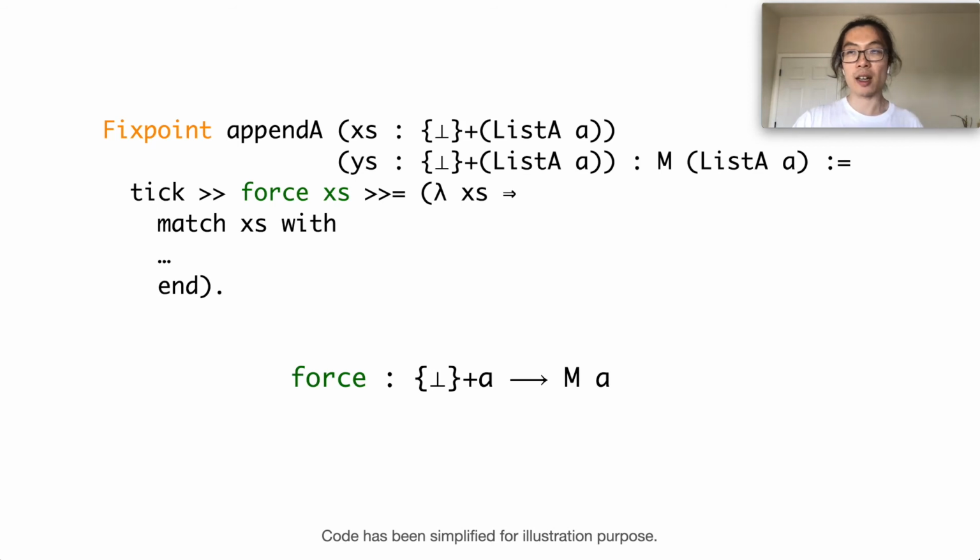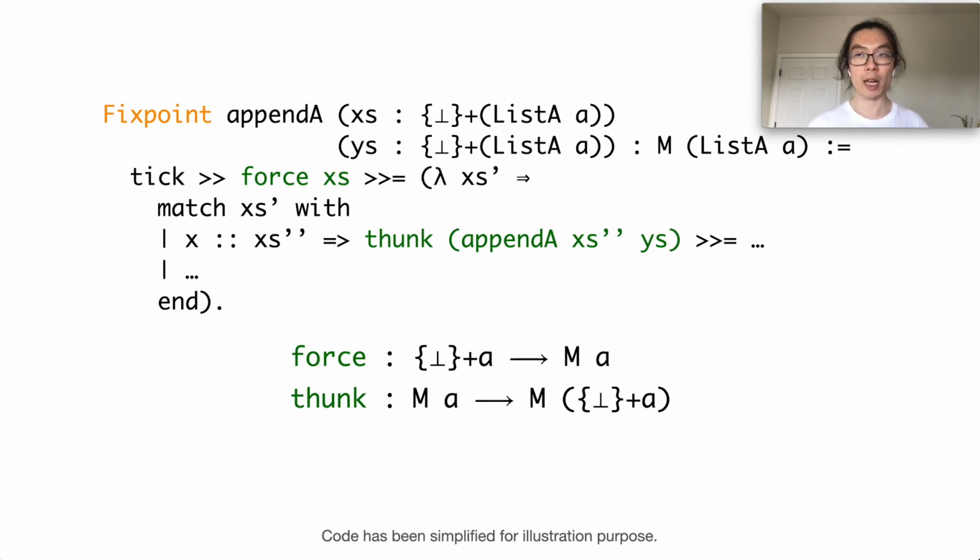In the case that xs is indeed undefined, the force operation will simply fail the branch. In the case that xs indeed contains some value inside it, we continue pattern matching on the value inside it. Inside the pattern matching, in the case that xs' is not an empty list, we want to make a recursive call. Instead of making the recursive call directly, we wrap it inside the thunk operation.